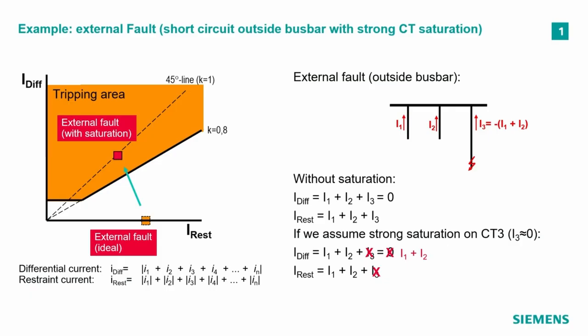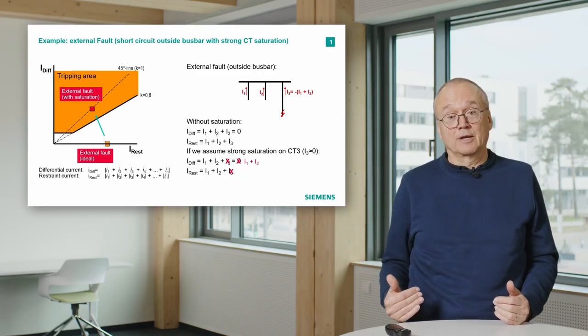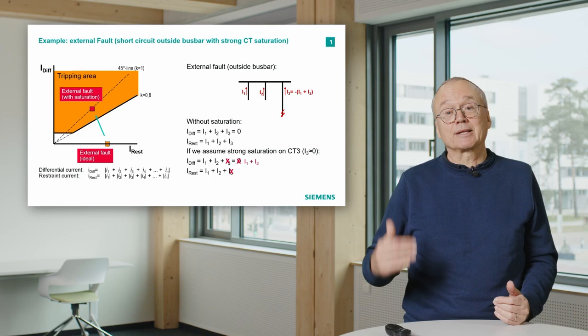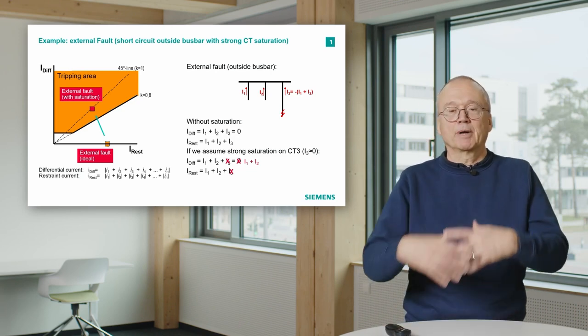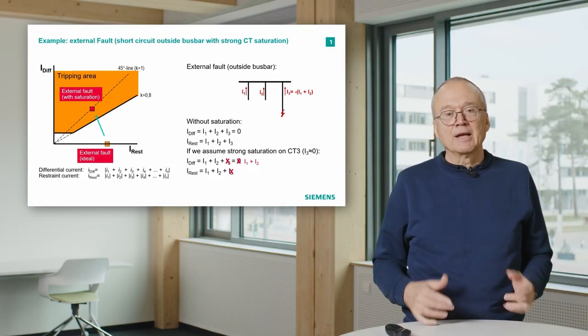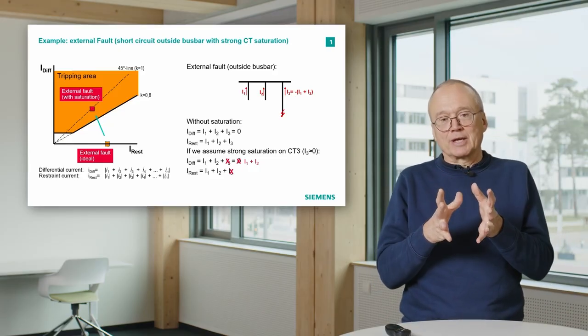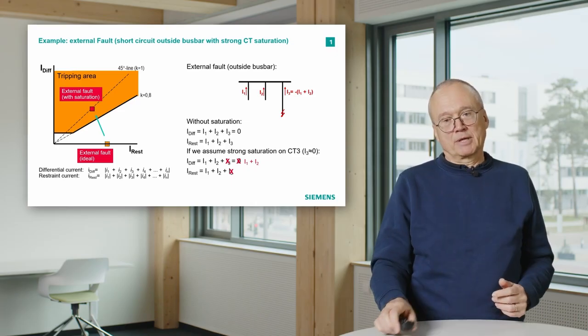And that, of course, is the thing which has to be avoided. Now we have a short circuit on an outgoing feeder, and we would expect that the outgoing feeder protection trips and not our busbar, because then we would lose the whole busbar. That means we must do something in this situation to avoid a wrong tripping.